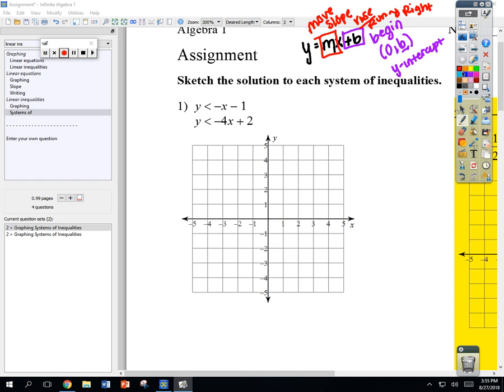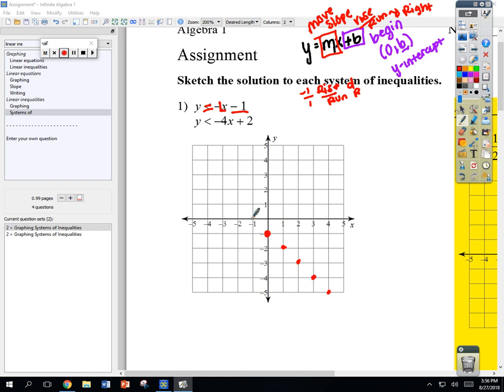So when I do this, you're doing a system, so you're doing two of them at once. So we're going to graph this as if it was just y equals negative x minus 1. So we're going to start with just line 1. The beginning point is negative 1 on my y-intercept, and my slope here is negative 1, which is negative 1 over 1. Remember we said rise over run. So I'm going to go down 1, right 1 from my beginning point. Down 1, right 1, down 1, right 1, down 1, right 1, down 1, right 1.